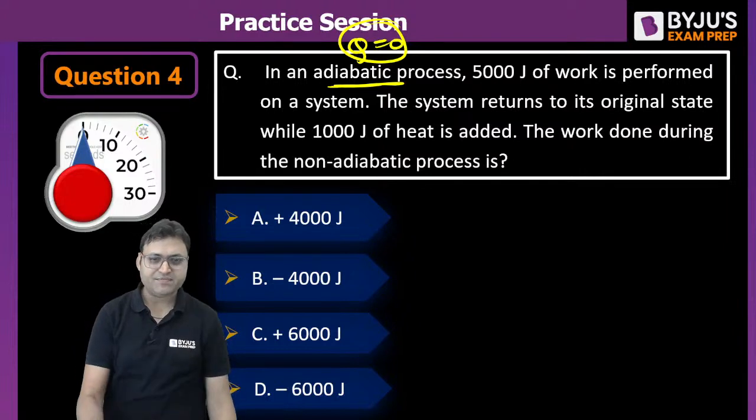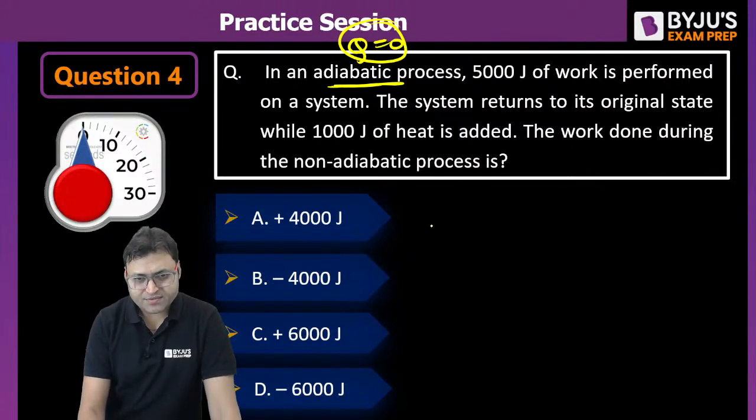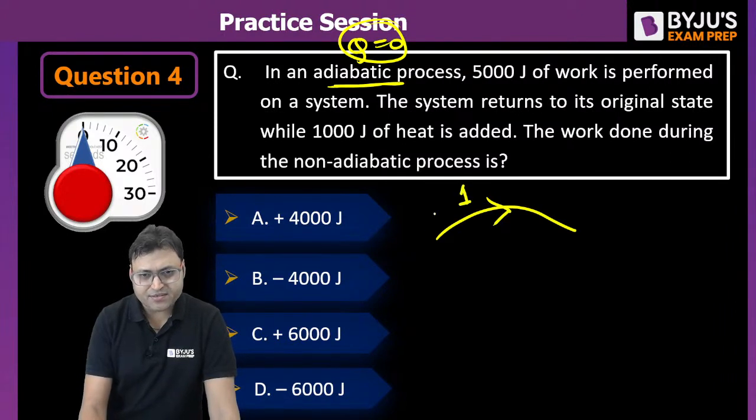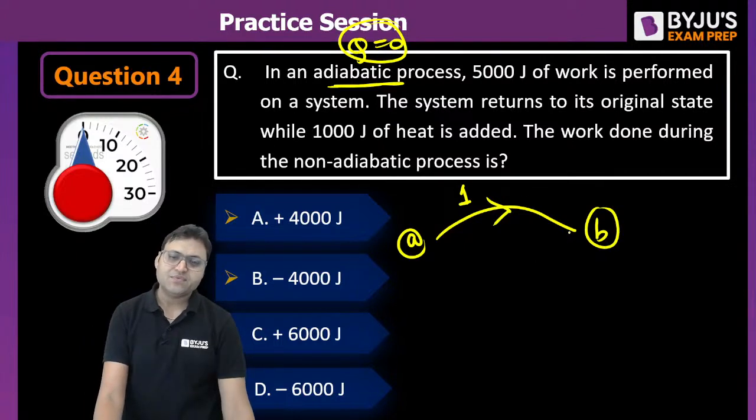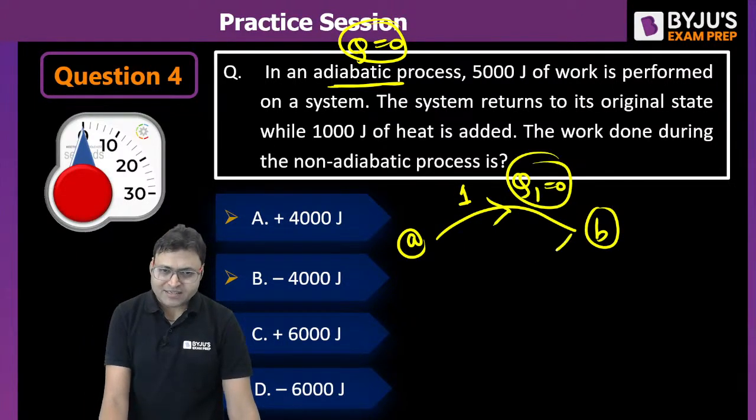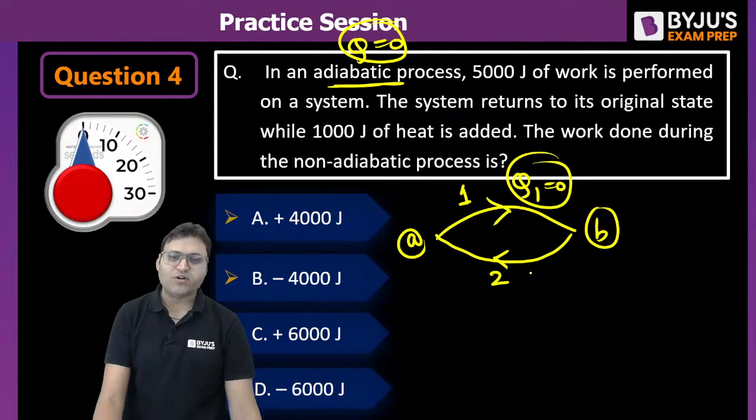Can you solve it? There are two processes. 1 to 2, or A to B, is adiabatic. The process is 1, let us say, and another process. So Q1 is equal to 0. The second one is non-adiabatic, that is process 2. So Q2 is not 0.